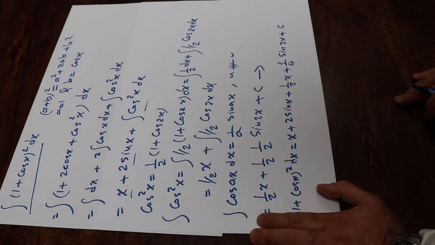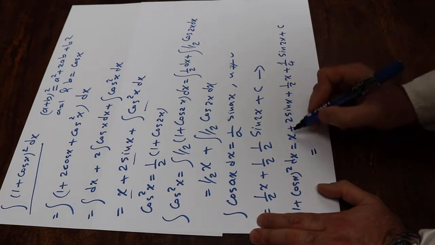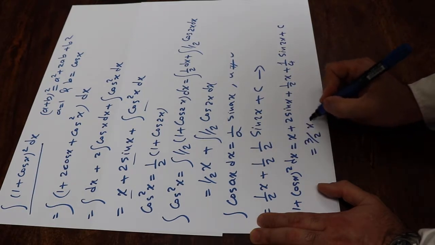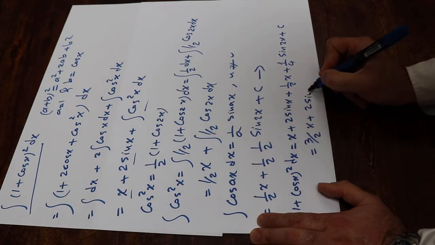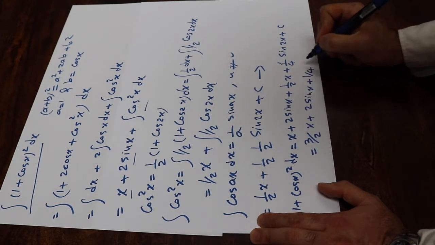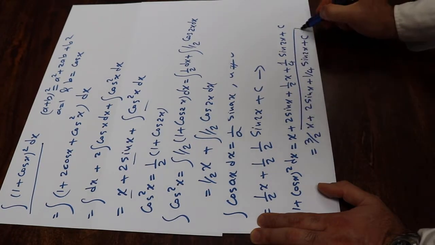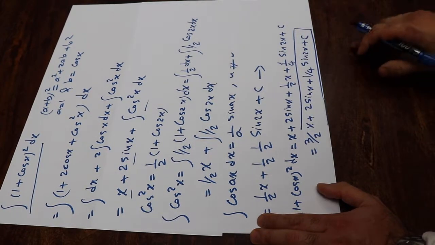You can rewrite it if you want as x plus 1 divided by 2 times x, which is 3 divided by 2 times x, plus 2 sine x plus 1 divided by 4 sine 2x plus c, which is the constant of the integral. And that's the solution to our integral.